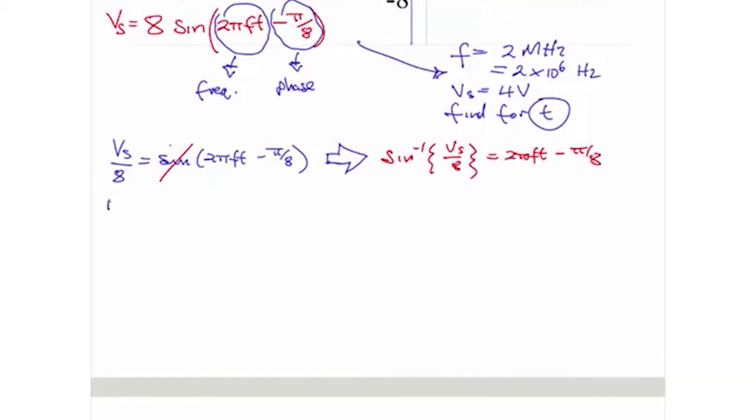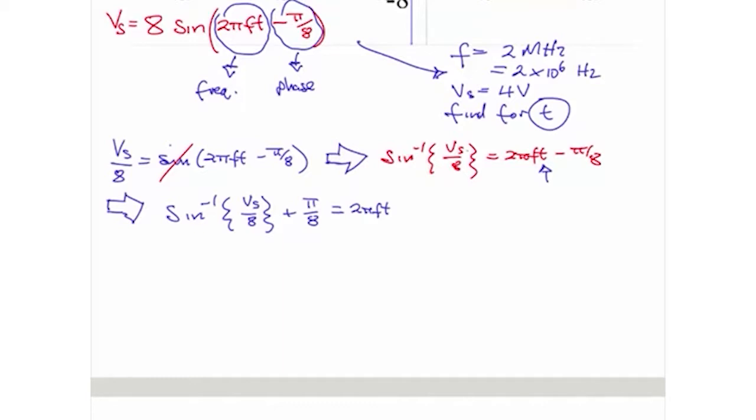Let's change colour again, make it easier to follow. And then we're looking for, well, we want to isolate this t here. That's what we're interested in. So it might be a good idea to move the minus pi by 8 over to the left, and then it becomes plus pi by 8. So then we're going to have sine minus 1 of Vs over 8, close those brackets, plus pi by 8 equals, well, what's left over on the right there was just 2 pi ft.